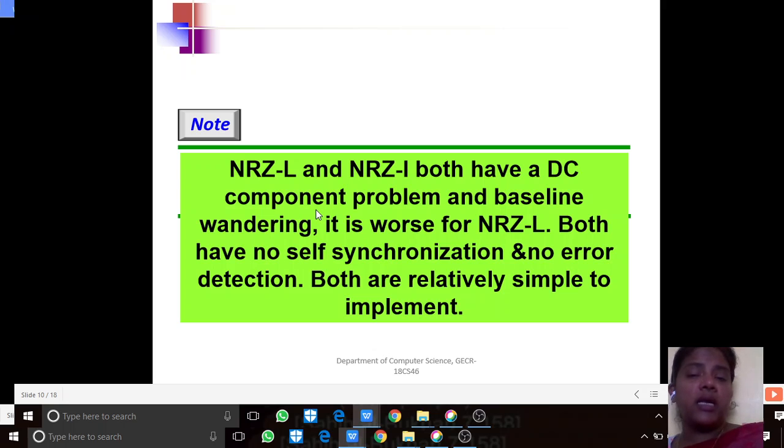NRZ-L and NRZ-I both have a DC component problem and baseline wandering. It is worse for NRZ-L; NRZ-L is worse than NRZ-I. Both have no self-synchronization and no error detection. Both are relatively simple to implement.